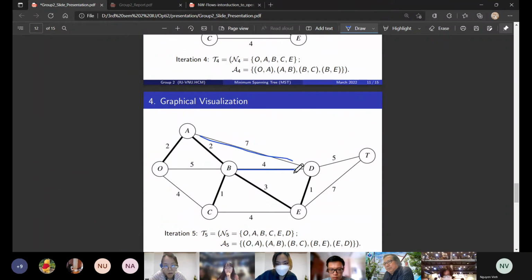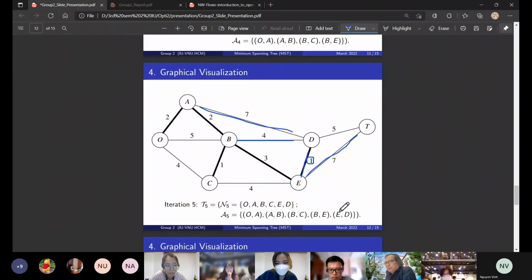We can see clearly from the graph that ED has the minimum length, so the node set of the new tree will now have nodes O, A, B, C, E, and D. And the set of arcs now are the bold lines in the graph. Next, we also check whether the set N prime equals the set N or not. Because it still doesn't equal, we continue to the next iteration.